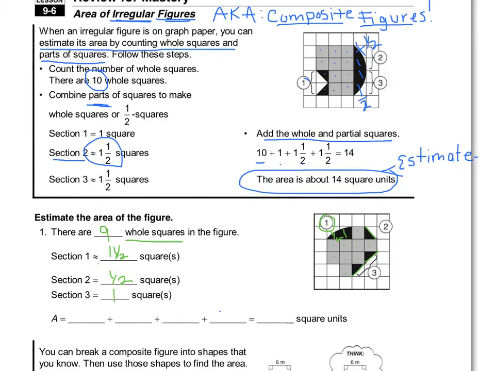So to find the area of the entire irregular figure, I'm going to take 9 plus 1 1/2 plus a half plus 1. I'm going to add all of those together and get 12 square units. The reason we're squaring our units is kind of drawn for us here. The area is the inside of our shape, right? So how many squares does it take to make our irregular figure?